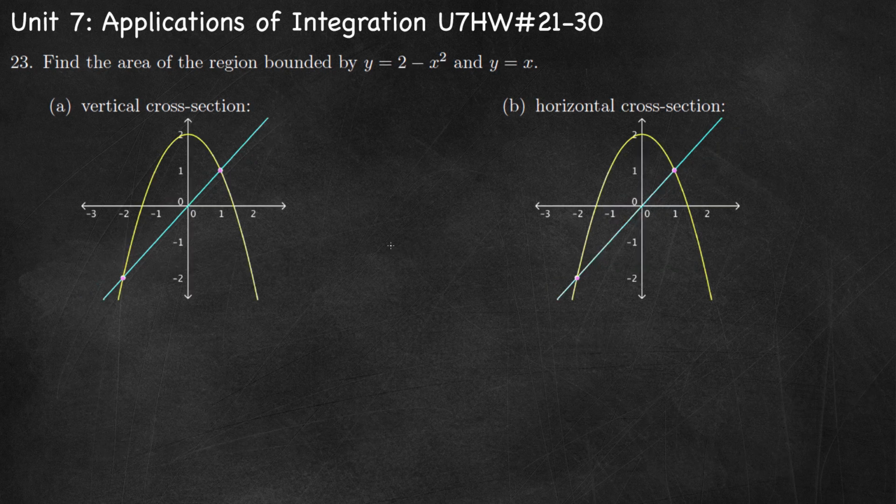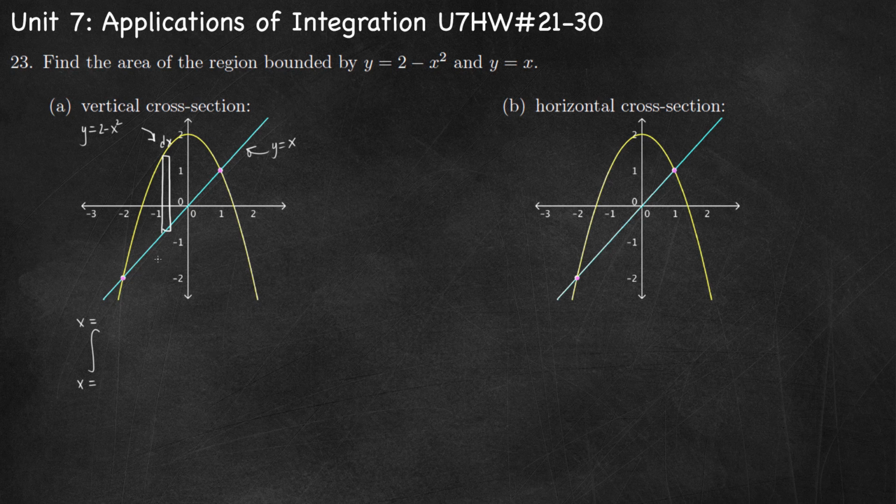Find the area of the region bounded by y equals 2 minus x squared and y equals x. So let's label our equations. We've got the yellow function, y equals 2 minus x squared, and then this blue function over here is y equals x. For a vertical cross section, we're going to draw a vertical reference rectangle, which makes this a dx problem. So when I set up my integral, I'm using x coordinates, and it's going to be something times dx.